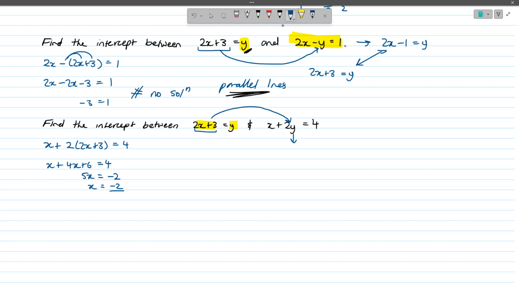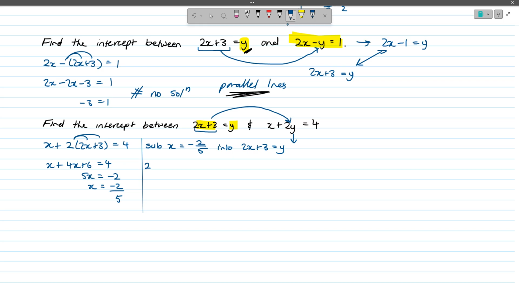So just to break down what I've just done, I simply expanded this, which gave me 4x plus 6. I collected like terms, x plus 4x gives me 5x, moved that 6 over, which gives me negative 2, and then divided by 5 to get x is equal to negative 2 over 5. We're not done yet, because we still need to find out what y is. If we recall, we know that 2x plus 3 is equal to y. So I'm going to write this out so you guys can understand better. We're going to sub x equals negative 2 over 5 into 2x plus 3 equals y.